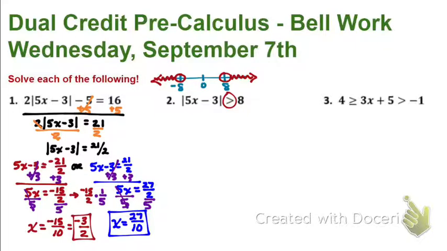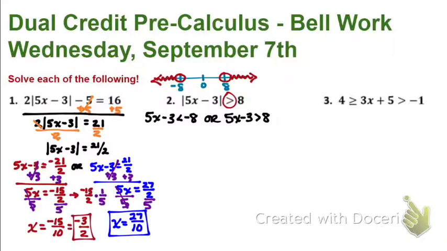If my absolute value is isolated and it is greater than some number, it's going to be less than the negative. 5x minus 3 is less than negative 8. Or 5x minus 3 would be greater than positive 8, because I want my distance to be more than 8 units away from 0. So negative 8 and everything to the left of that, or less than that, would be more than 8 units away from 0.